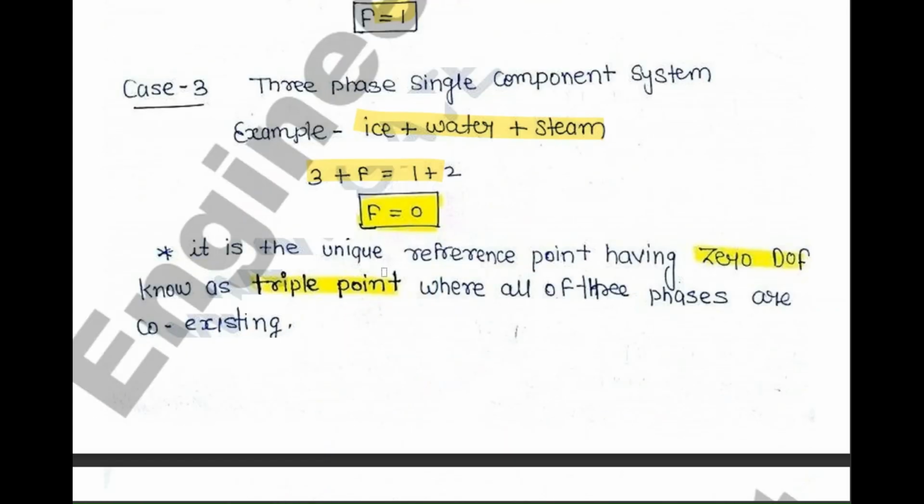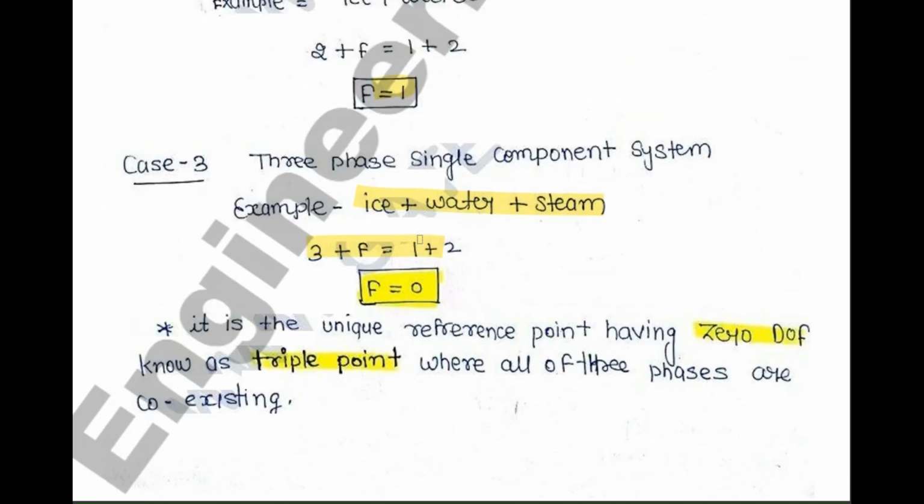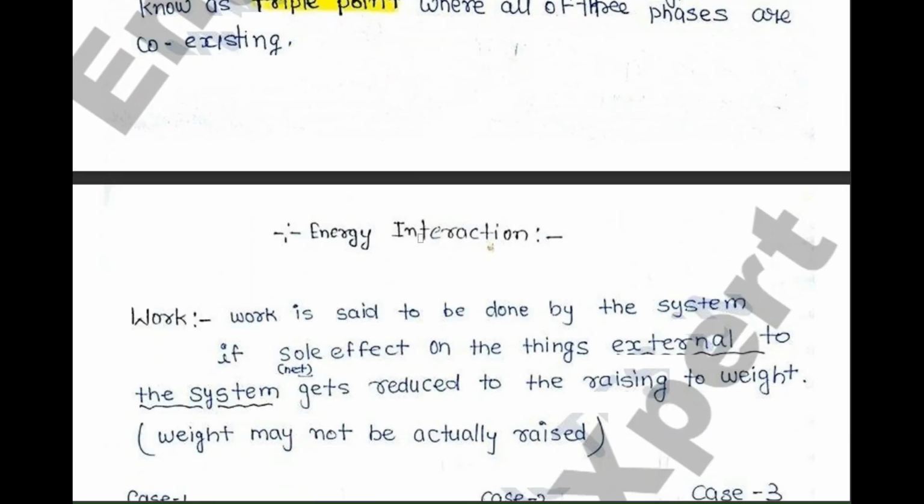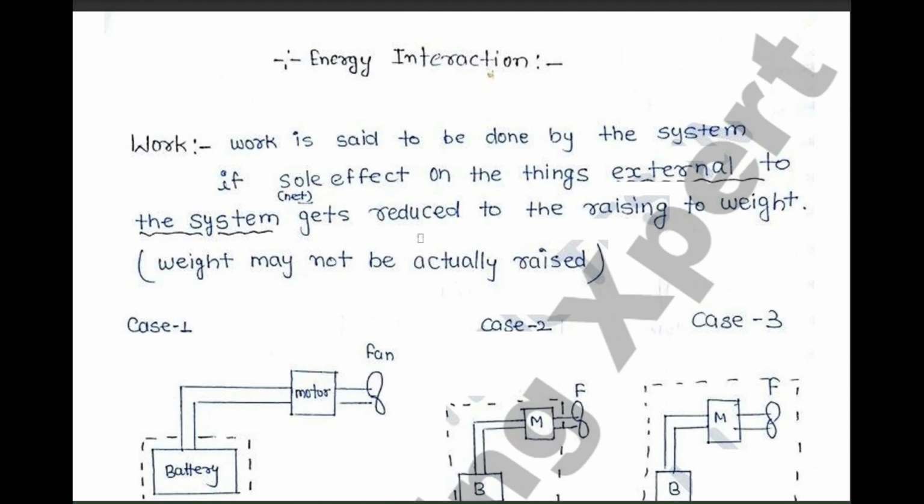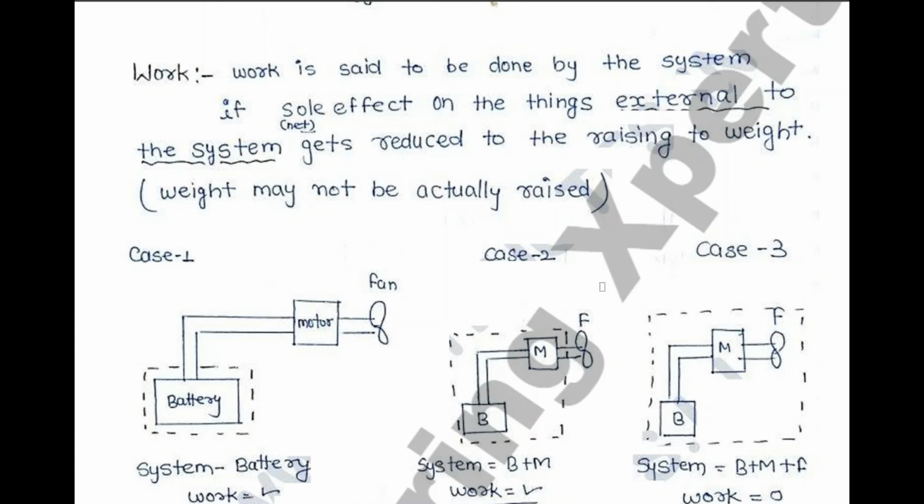So here you can see the application of degree of freedom. Now let's discuss energy interaction. Work is a boundary phenomenon, so it definitely affects the surroundings.